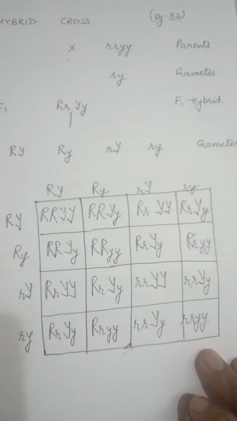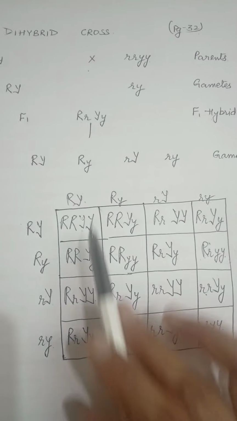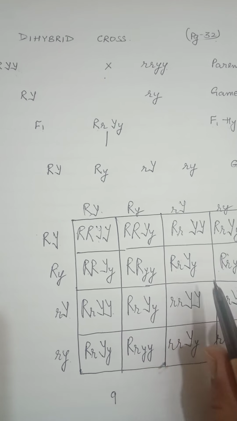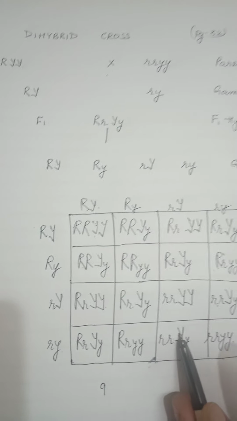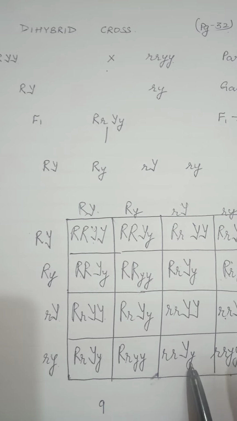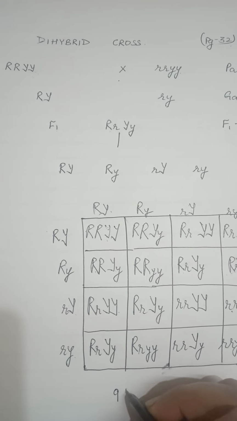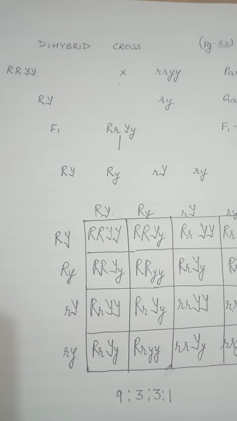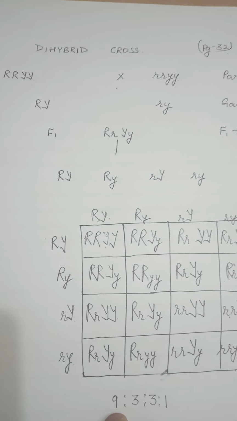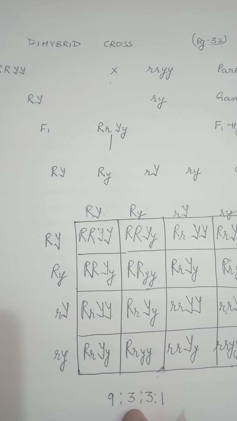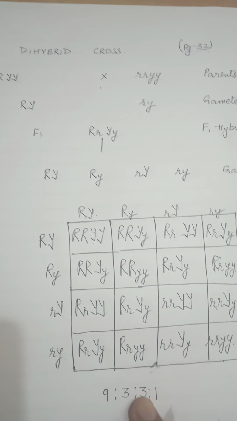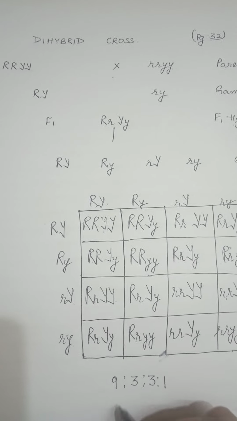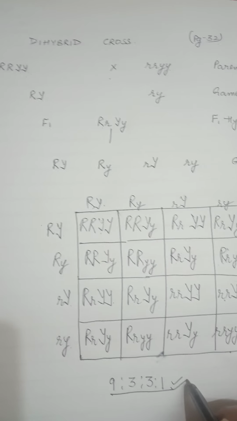When you calculate this ratio, these are total 16 plants, 4 fours are 16, and the genotypic ratio is very complex in F2 generation of dihybrid cross that we cannot find out, but phenotypic ratio is 9 ratio 3 ratio 3 ratio 1. 9 are round yellow plants, then round but green, wrinkled yellow, and wrinkled as well as green plant. So this will be the ratio that is given in the book also.